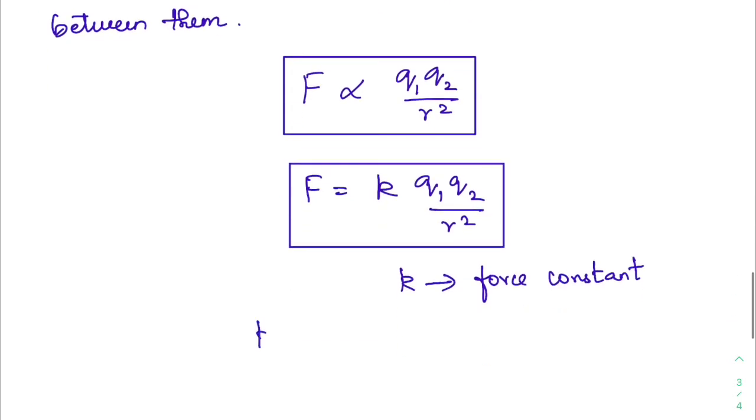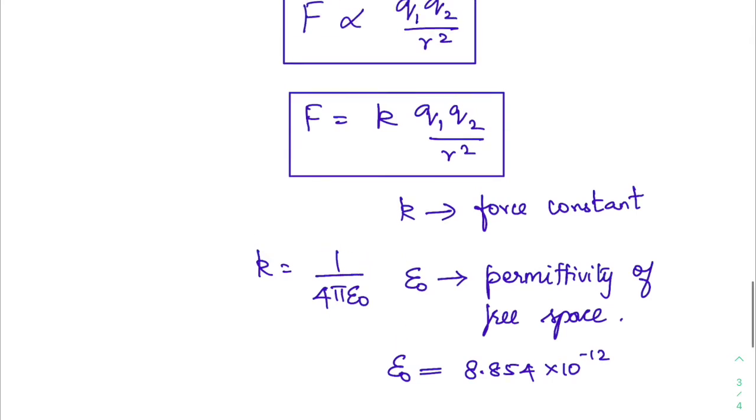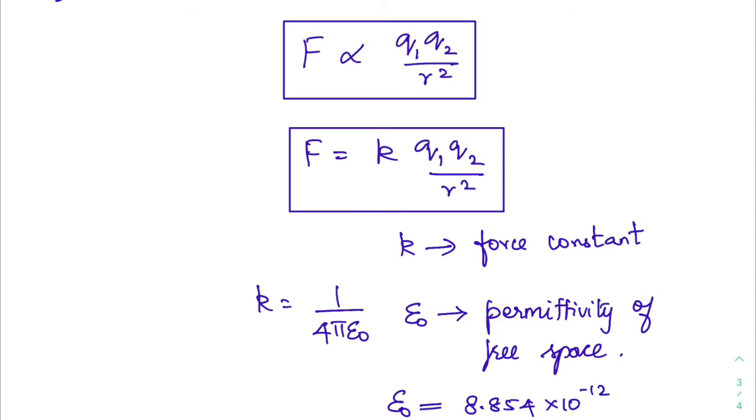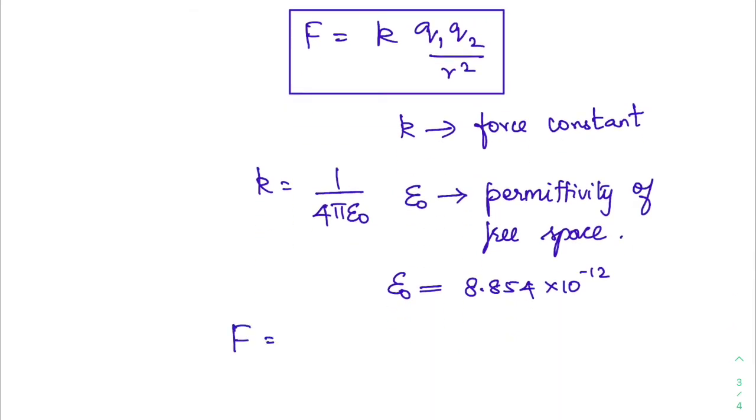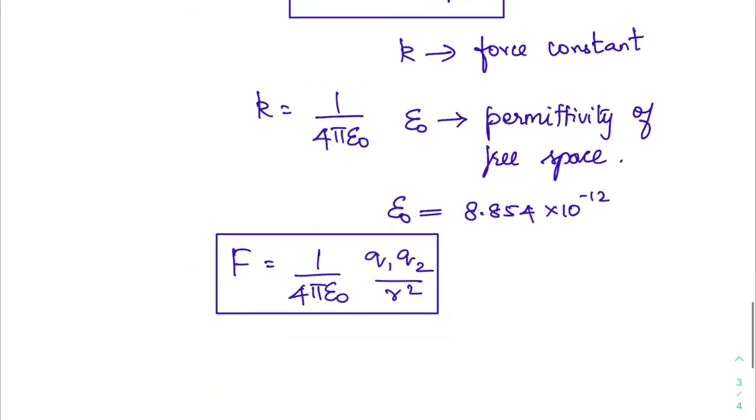And the value of K is given as 1 by 4 pi epsilon naught, in which epsilon naught is nothing but the permittivity of free space. The value of epsilon naught is a constant, which is given as 8.854 into 10 to the power of minus 12. In order to know the unit of epsilon naught, I can make use of this Coulomb's law equation. So if I substitute F is equal to, instead of K, 1 by 4 pi epsilon naught Q1 Q2 by R square, I can simply make use of this equation.